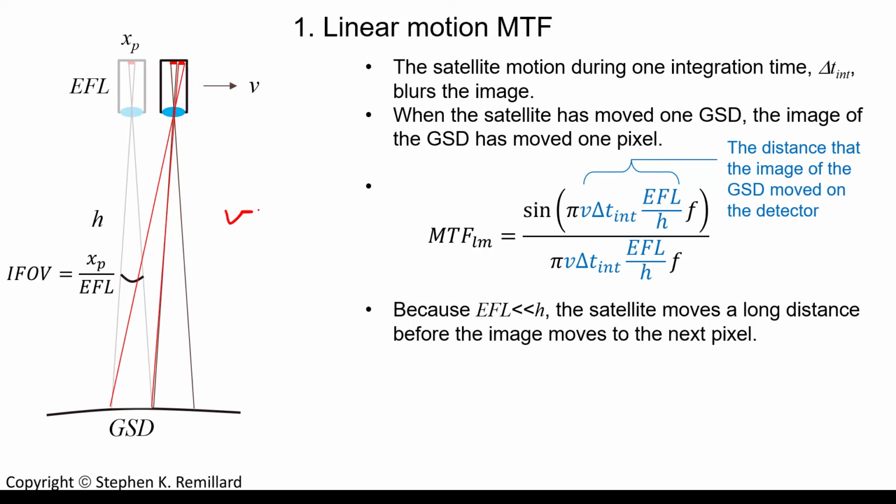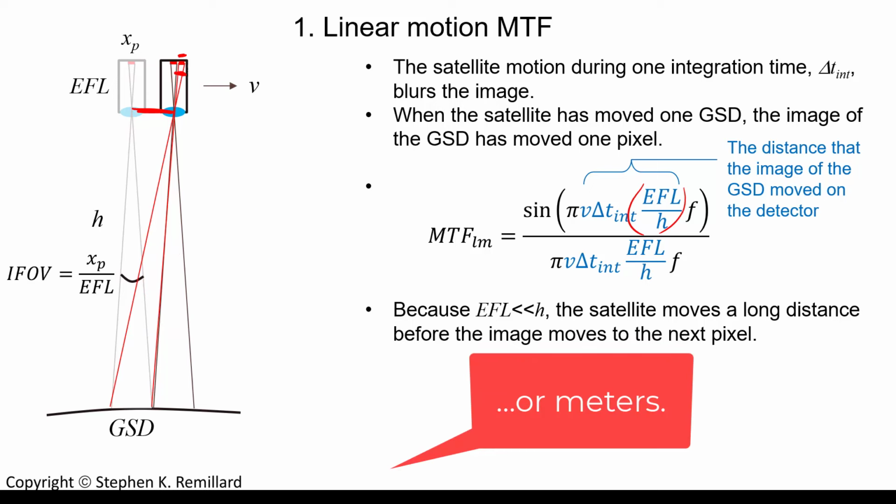The quantity V delta T over H is the angular displacement because V delta T is that. So this is that angle, and that angle is also found up here. If you multiply that angle by EFL, you get this length, the distance that the image of the GSD moved on the focal plane array. So this ratio for sure is a very small number, on account of the fact that you're at a high altitude and you're using a camera with a focal length on the order of centimeters.